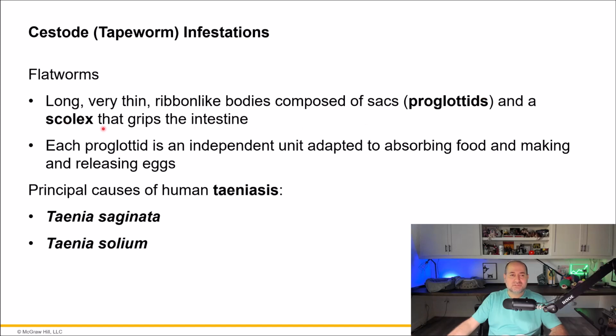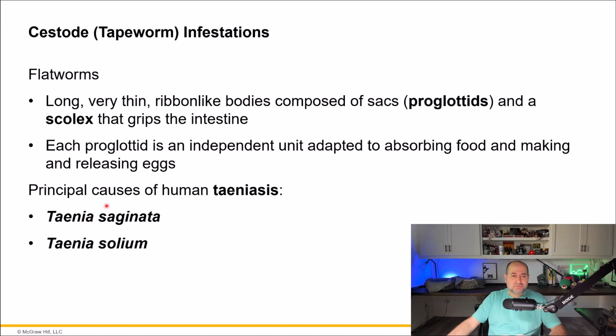The scolex grips the intestine. That's how the tapeworm sticks to your intestines. Each proglottid is an independent unit adapted to absorbing food and making and releasing eggs. This is another type of hermaphroditic organism. Tapeworms can produce both the sperm and the eggs, so you only need to be infected by one worm in order to make fertilized reproduction and make fertilized eggs.